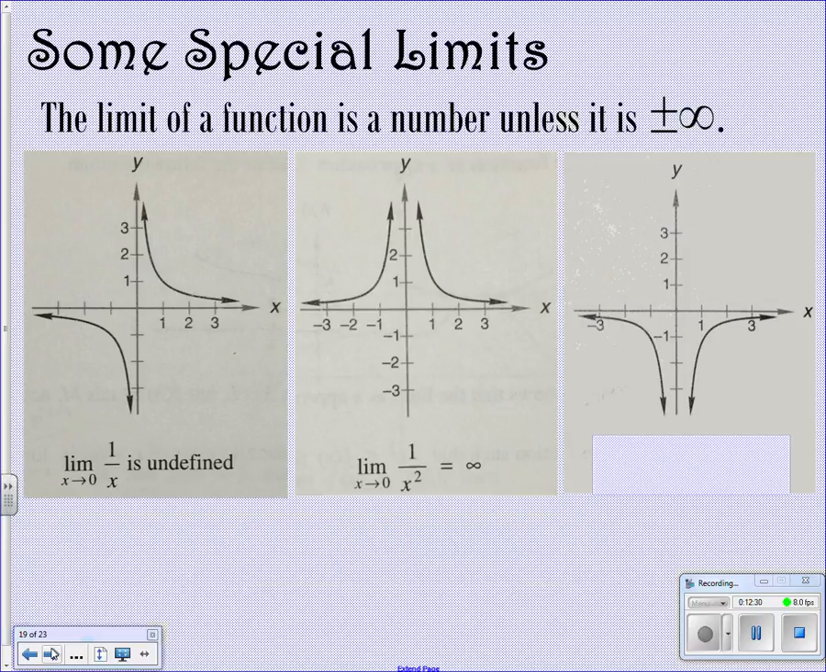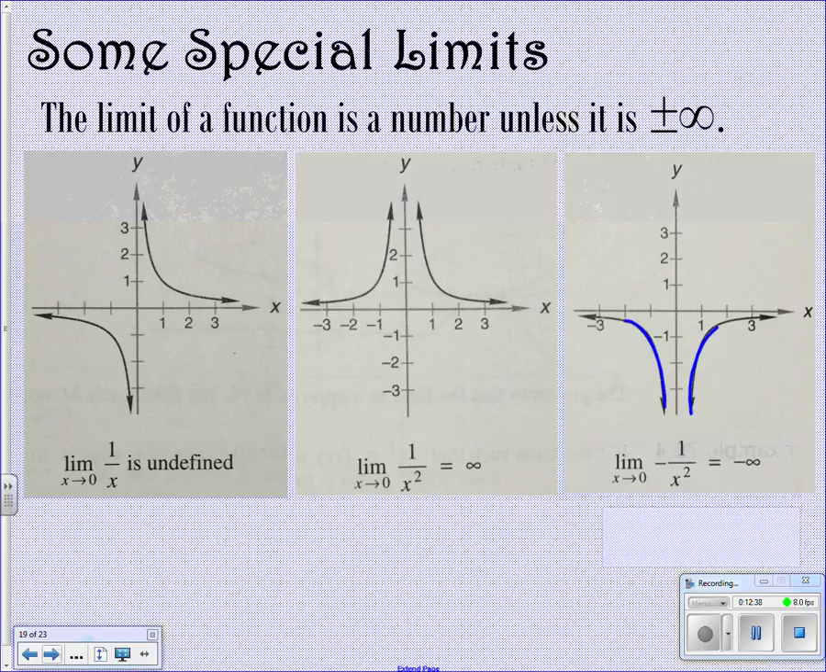Looking here, as we approach 0 from the left and from the right, both of those are approaching negative infinity. So the limit for this function as x approaches 0 is going to be negative infinity. Y'all remember going over those earlier in the year?